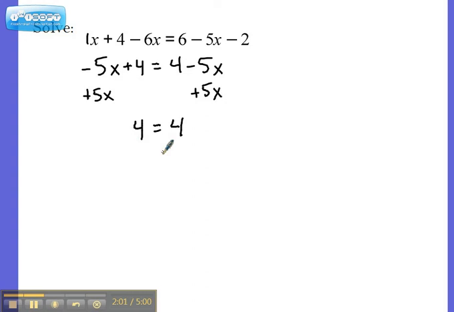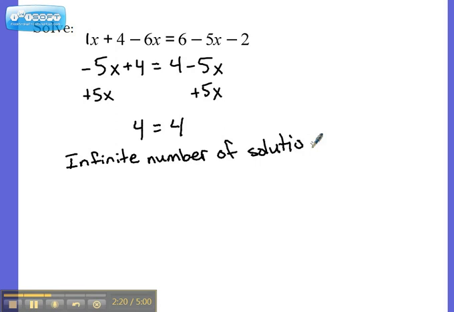And when you get a true statement like this, like 4 equals 4, negative 9 equals negative 9, that means that there are an infinite number of solutions. Infinite number of solutions. And what that means is that no matter what you put in for the variable, whatever you substitute in for the variable, both sides will always equal each other.